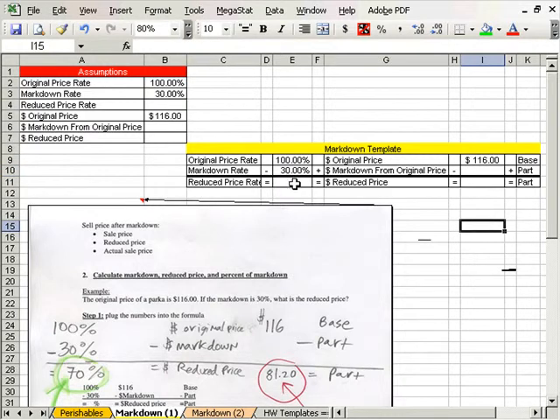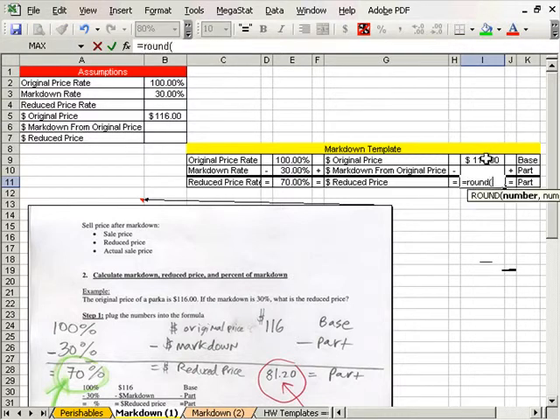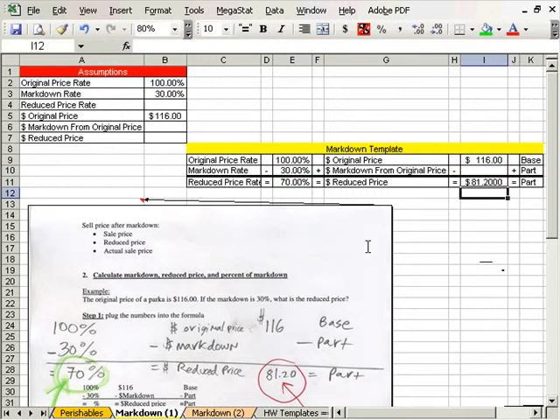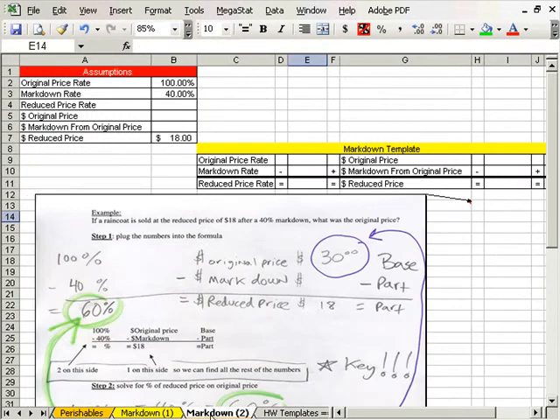Well, we need a reduced price rate, so let's just do our subtraction: equals 100 minus 30, enter. And now we can simply multiply 70 times 116 equals round, because we're dealing with pennies here, times the 70%, comma 2. That will give us $81.20. That's still an expensive parka. Hey, let's do our next one.